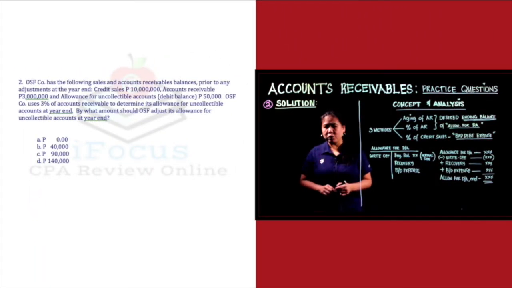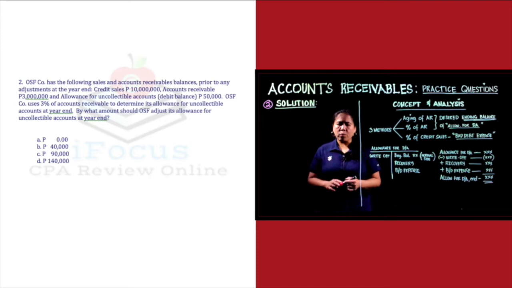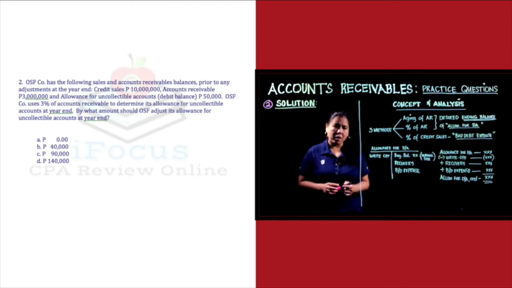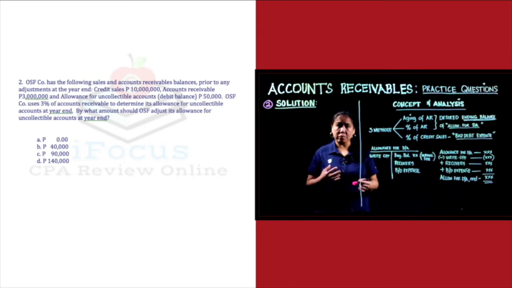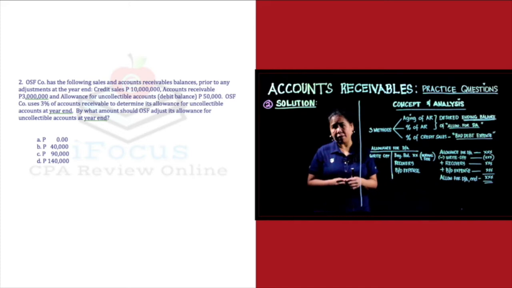Alright, question number 2. What is the requirement for question number 2? By what amount should OSF adjust its allowance for uncollectible accounts at year end? So, ang tinatanong dito, yung i-adjust natin sa allowance for uncollectible accounts. Let me give you an overview kung paano natin nako-compute yung ating bad debts expense.